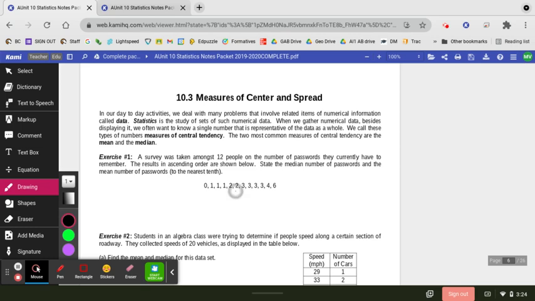So our mean is always the average, and the median is always the middle value.